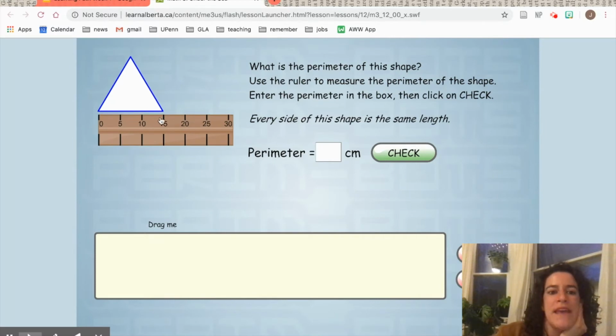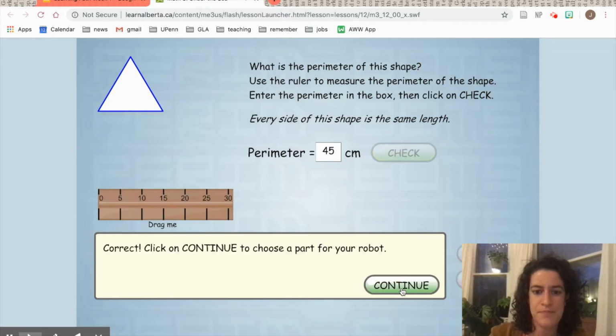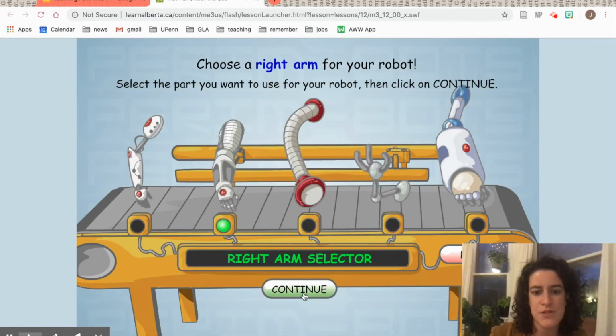So I'm going to take 15 and add up another 15 for this side and add up another 15 for this side. That's 3 times 15. What is 3 times 15? You should have gotten 45. Let's do that arm.